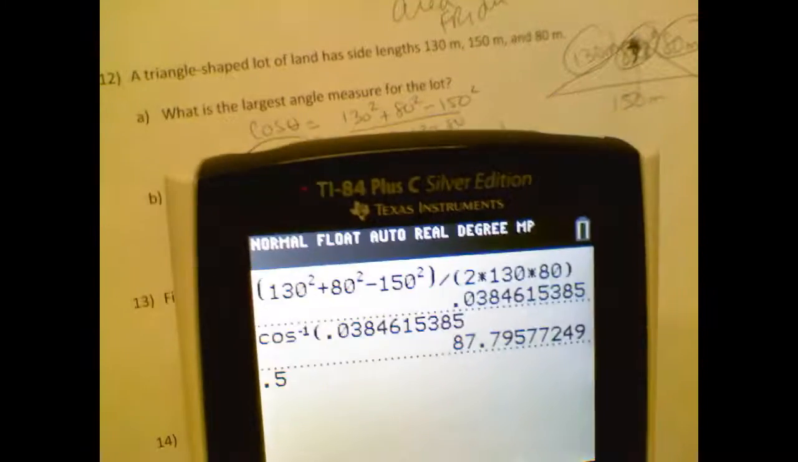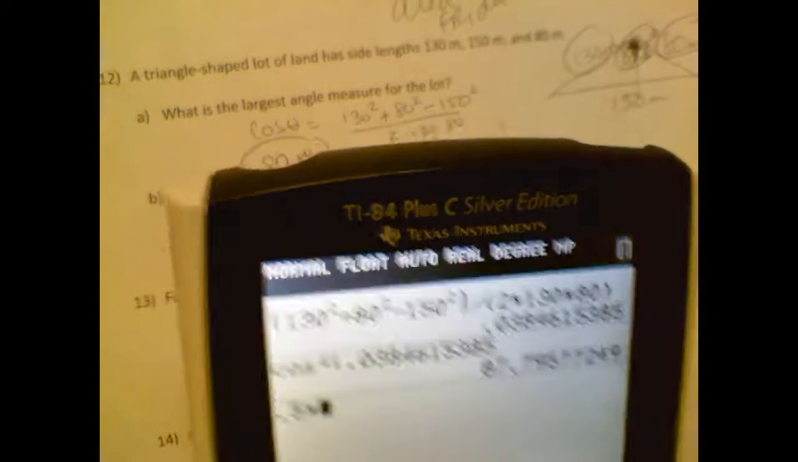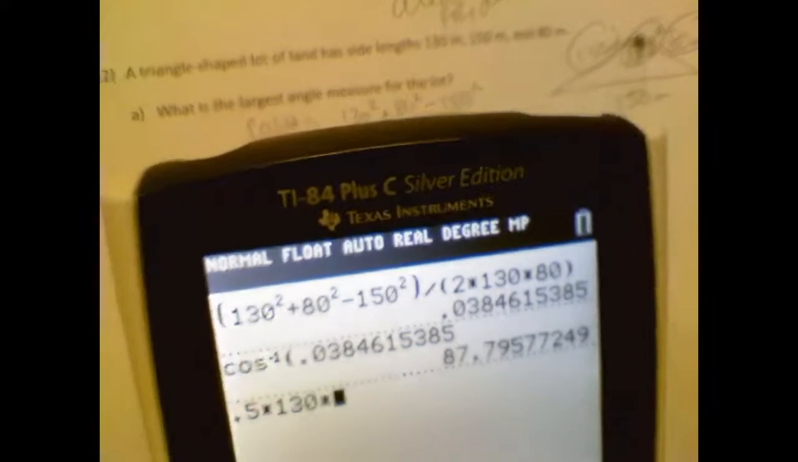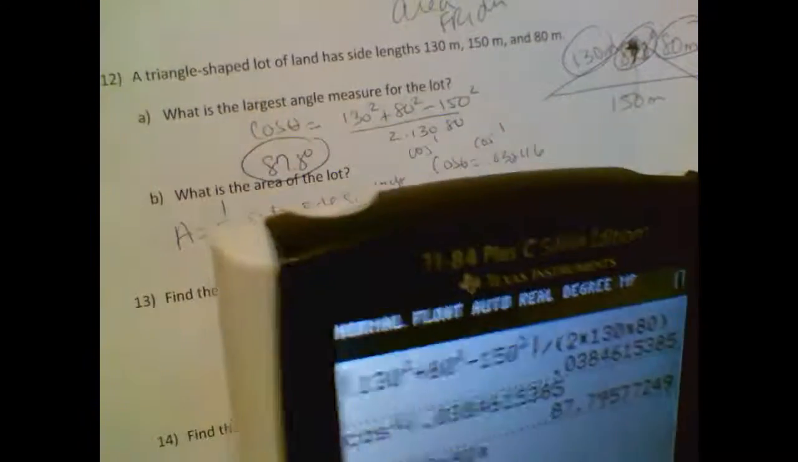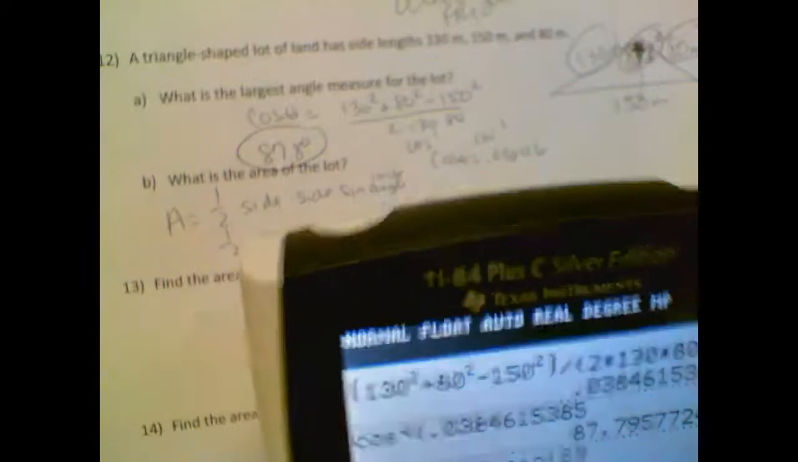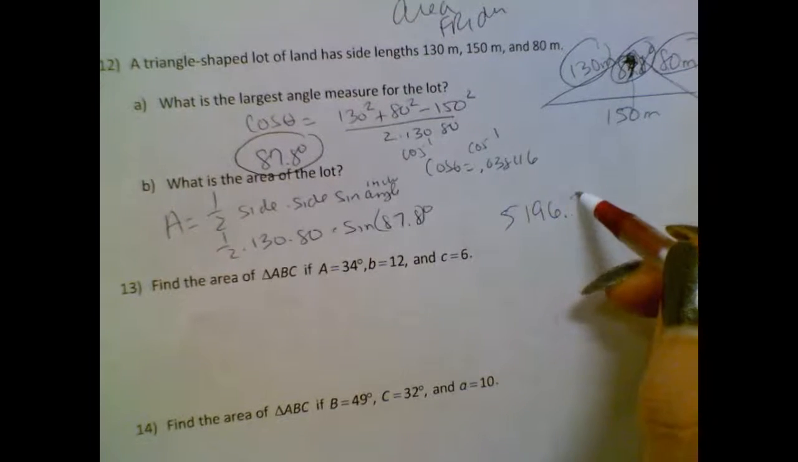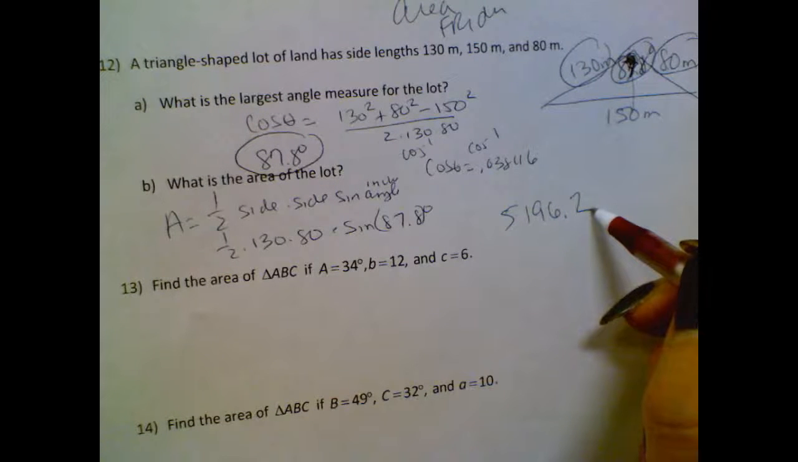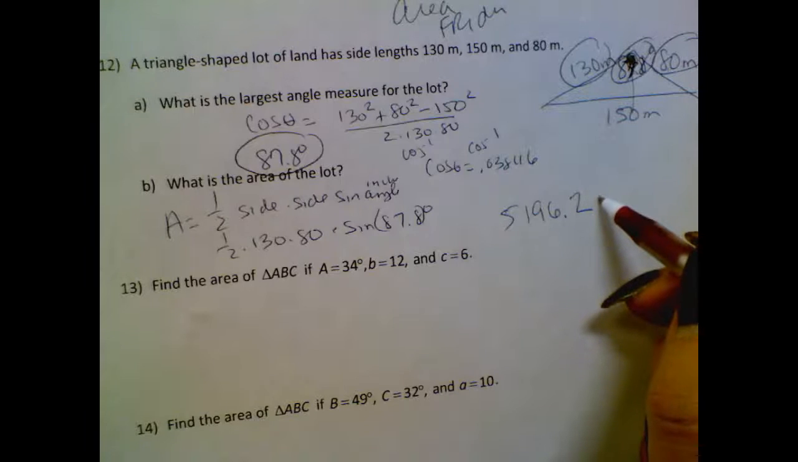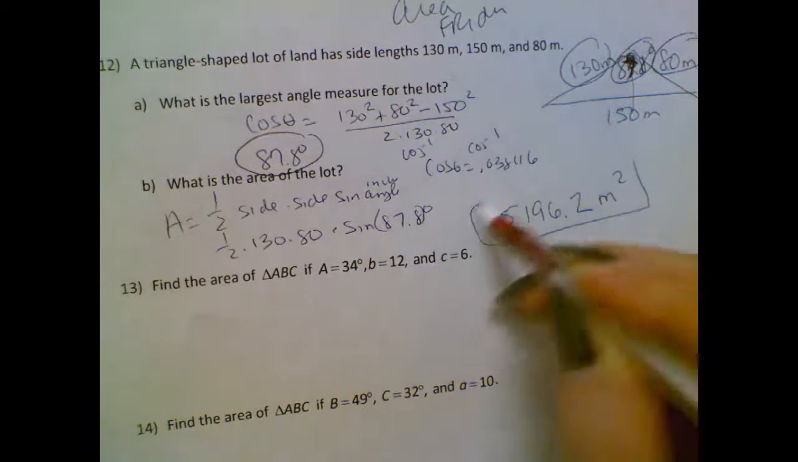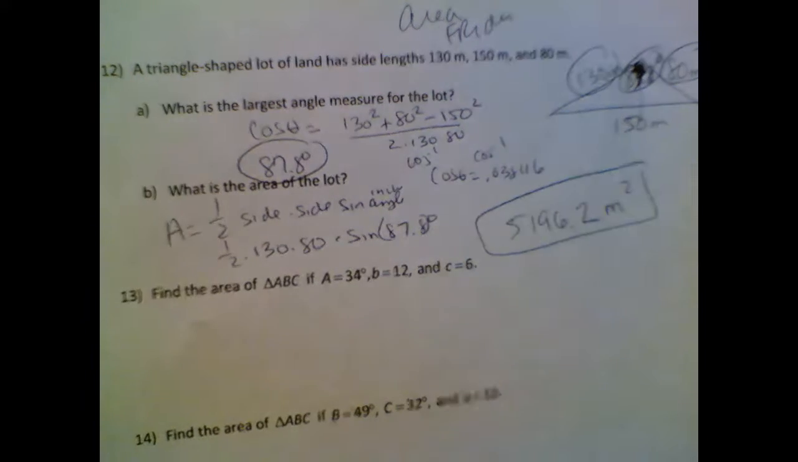I always type in 0.5 when I do 1/2. Times sine of 87.8 is 5,196.2. That's the area, and we're going to go units squared. This was in meters, so we're going to go meters squared. Areas, you always do units squared.